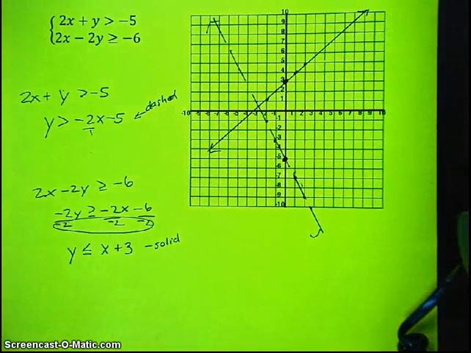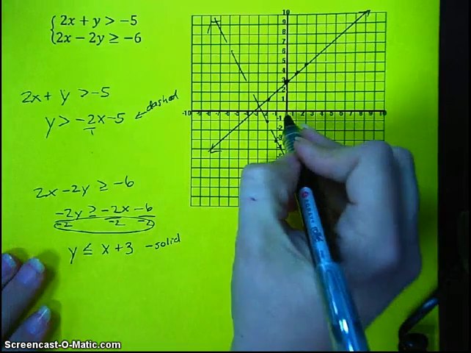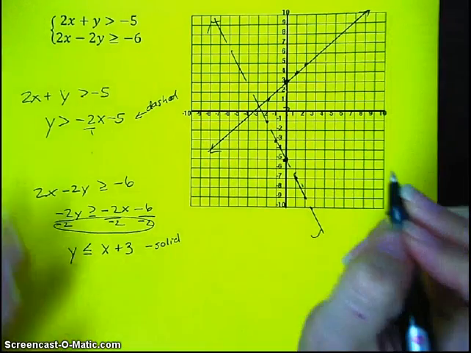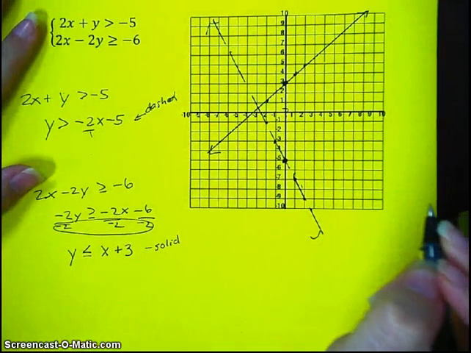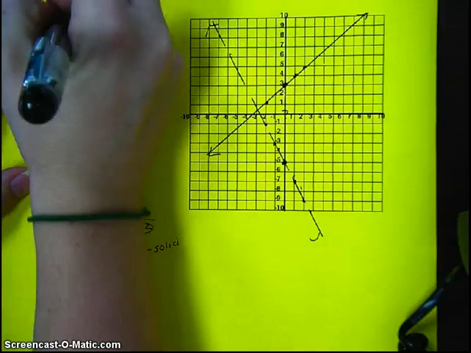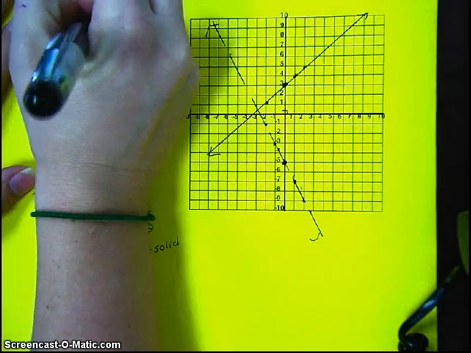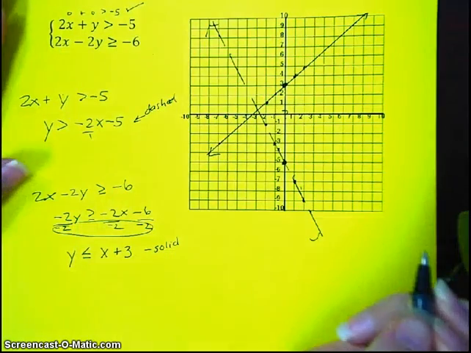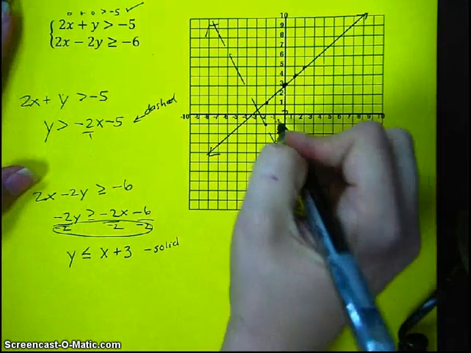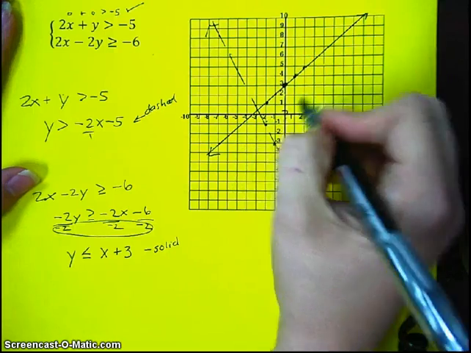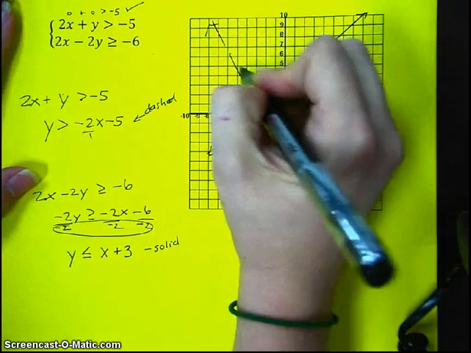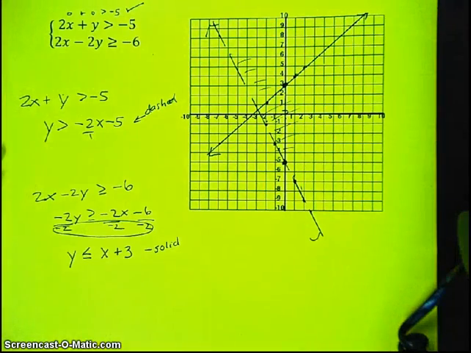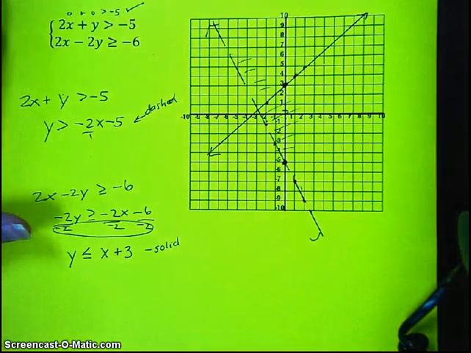I love 0, 0 because it's easy to plug in. Luckily for us, neither one of these lines goes through 0, 0, so I'm going to test 0, 0 in both of my equations. Always go back up to your originals to see if it works. So if I plug in 0, then we'd have 0 plus 0 is greater than -5, which is true. So we know at least for my dashed line, this side is going to be shaded. Okay, and I'm going to shade kind of everywhere so we remember which way it goes, and I'm going to do it lightly until I know where my overlap is.